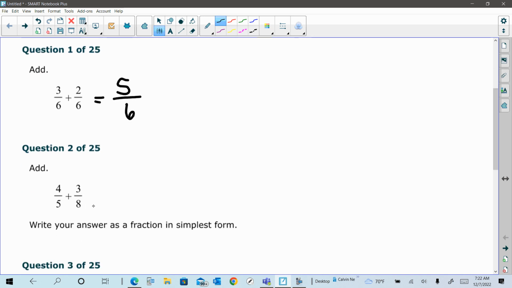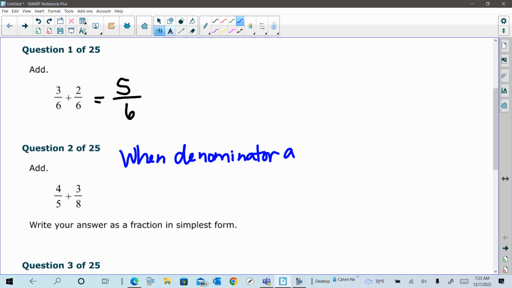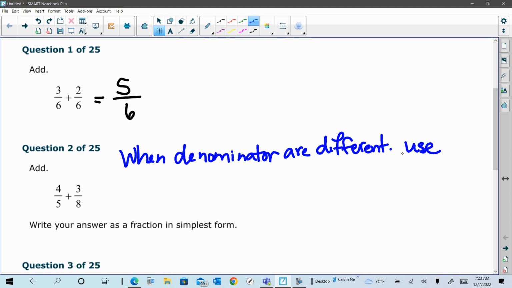I guess a hint or a method you could use is the bow tie method. I'll put when the denominators are different. The way the bow tie method works is you go straight across and multiply those numbers. So 5 times 8, that'll give you 40.